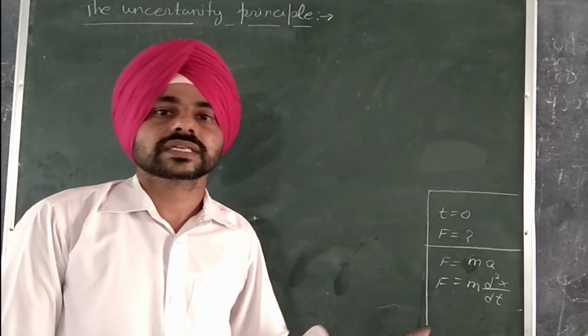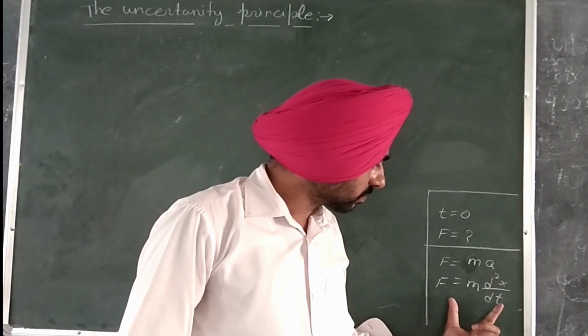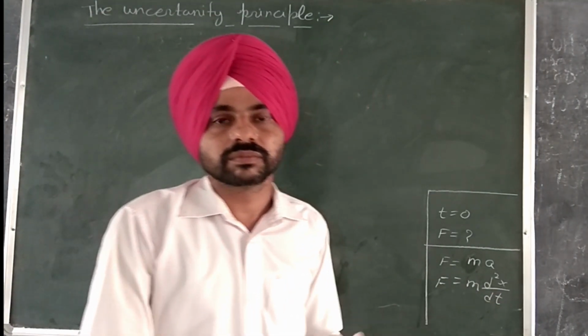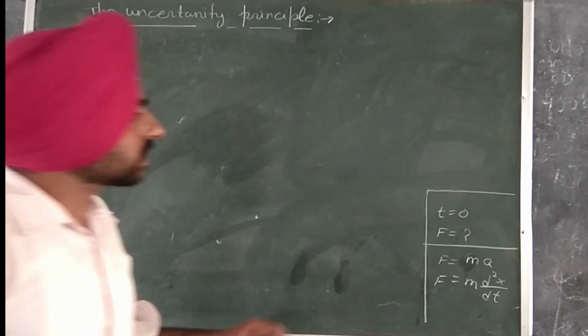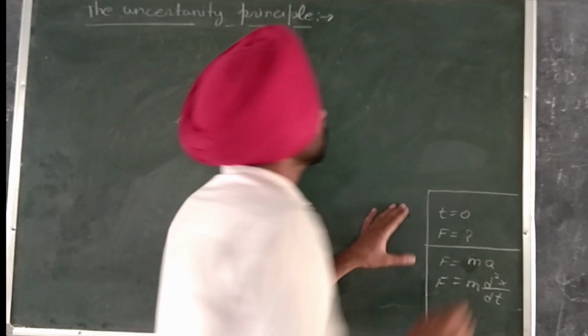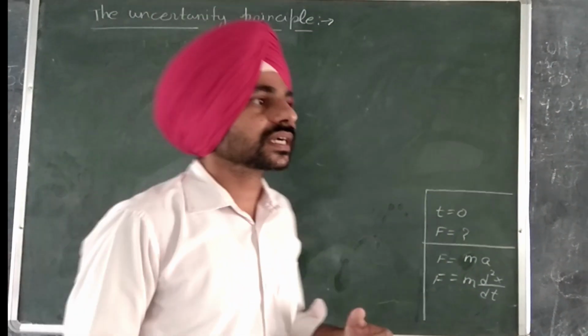Or you can say we find out the equation of motion. On the basis of that equation of motion, we determine the position and momentum of the particle at any time t. So in quantum mechanics, we are not dealing with certainties, we are dealing with uncertainties. How does this uncertainty come into the picture?